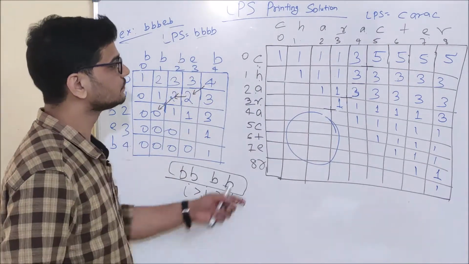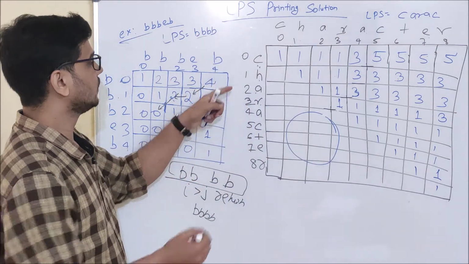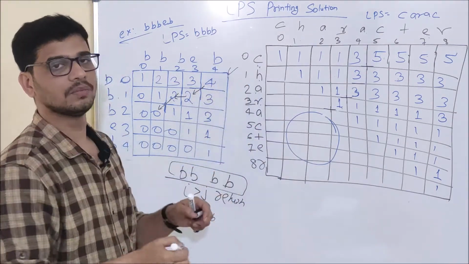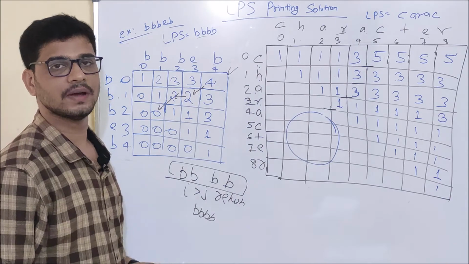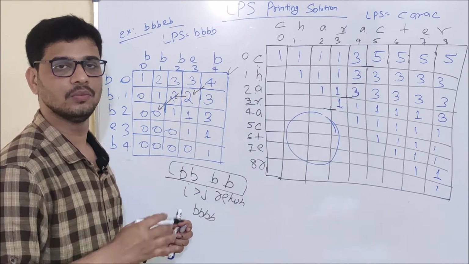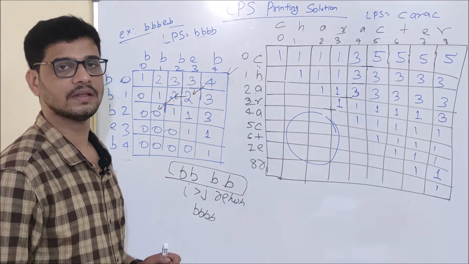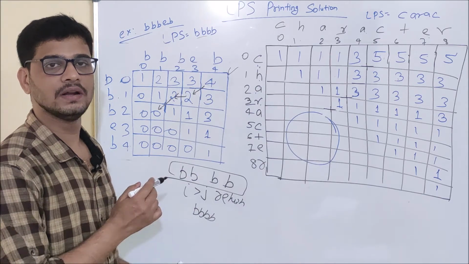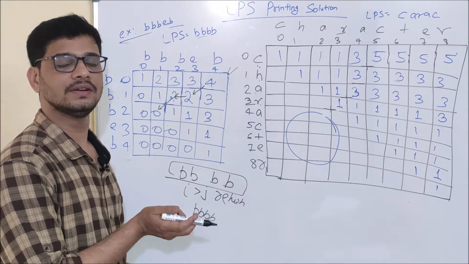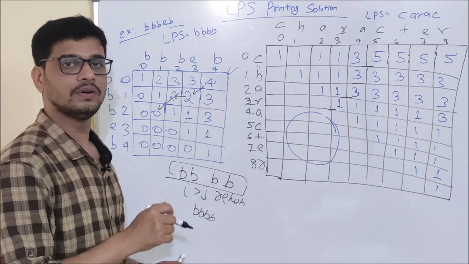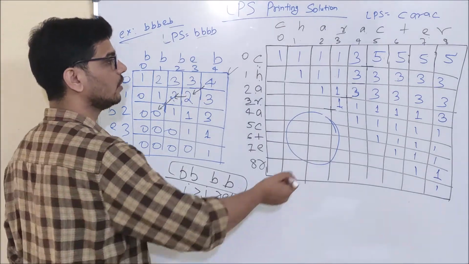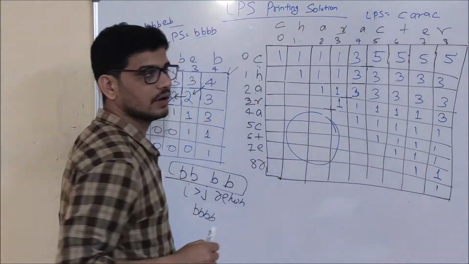So basically, what we are doing is backtracking. We are coming from the last position and seeing if the characters are matching. If the characters are matching, then I will move to the diagonal and print the elements. Otherwise, if the characters are not matching, I will move to the place that is either left or down, depending upon which one is greater. Now let's do the same thing in this particular table.